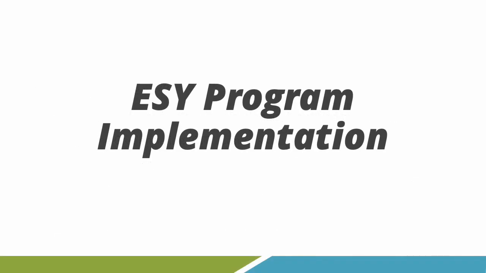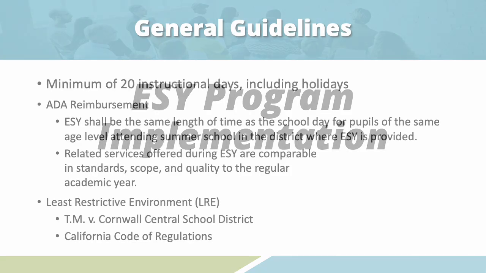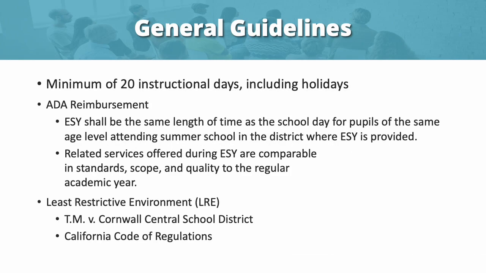How are ESY programs implemented? When considering extended school year program implementation, it is important to note that California state law requires that ESY be provided for a minimum of 20 instructional days, including holidays. In addition, in order to be eligible for ADA, or average daily attendance reimbursement, extended school year programs shall be the same length of time as the school day for pupils of the same age level attending summer school in the local education agency where extended school year is provided.